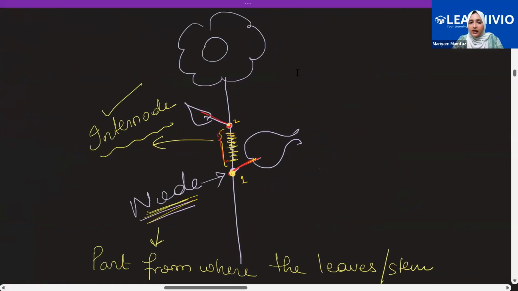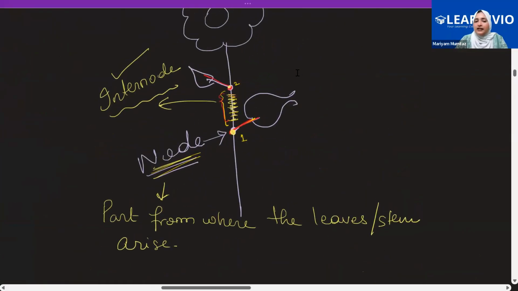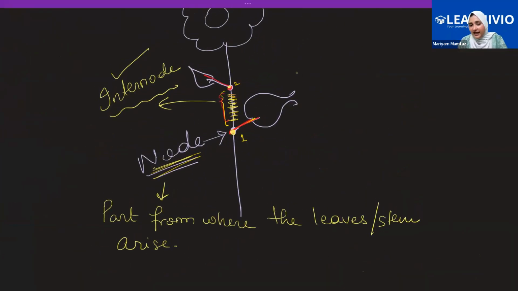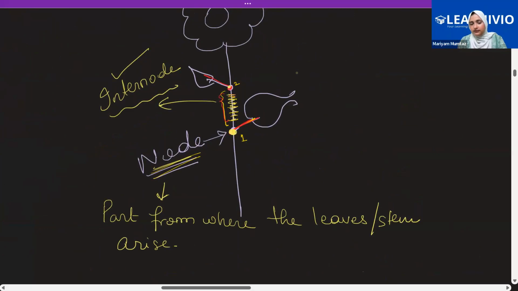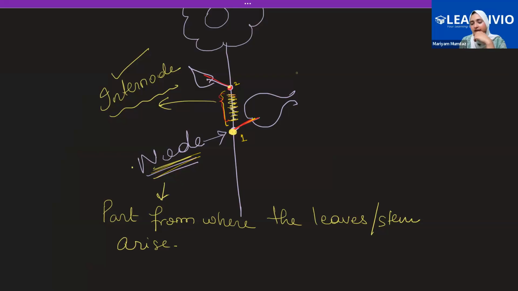Now see, the point from where the branch or the leaf arises will be called the node of the plant. For example, if one node is here and another node is here, this region in between the two nodes will be called the internode. Okay, this part is called the internode.